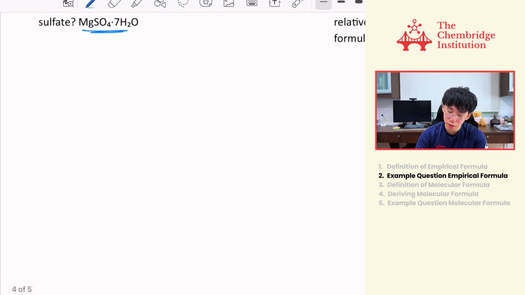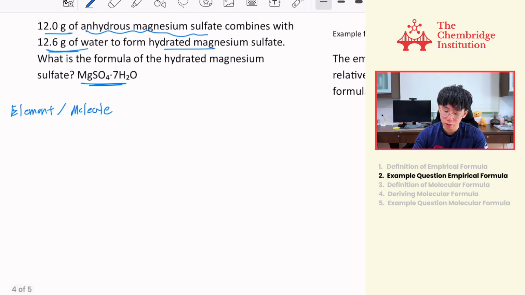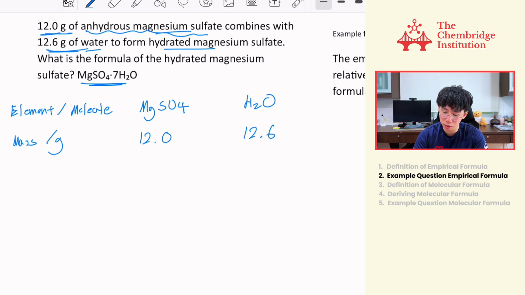So again, we're going to draw a table. In this case, we're given the element and molecule as well. So you realize that you are given 12.0 grams of magnesium sulfate and 12.6 grams of water. If you're given data like this, just treat it as such. So here we have MgSO4, which is the formula of anhydrous magnesium sulfate, and then you have water. Then you want to put the mass down in grams. So this is just 12.0, and then this is 12.6.